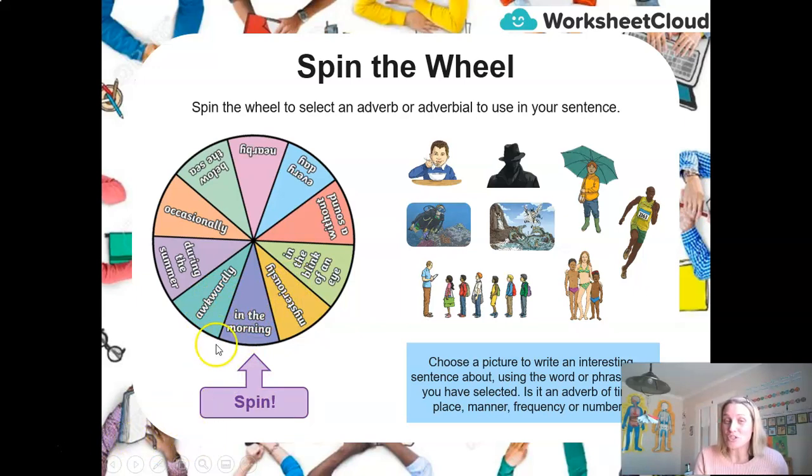Okay, if you want to, you can see obviously very clearly all of the adverbs and adverbials. If you pause your video, you could have a go with all of them, couldn't you?